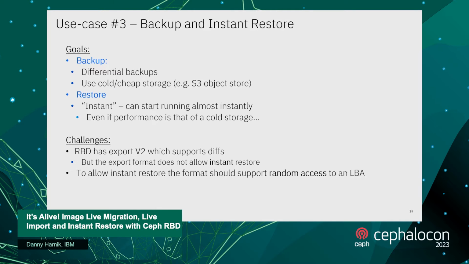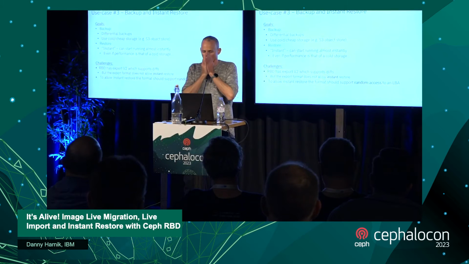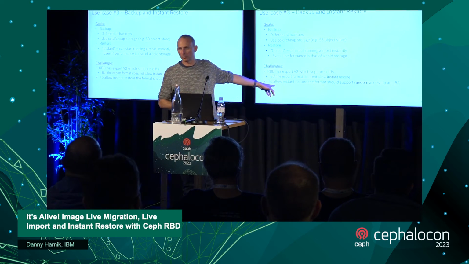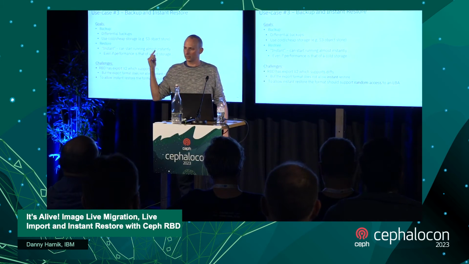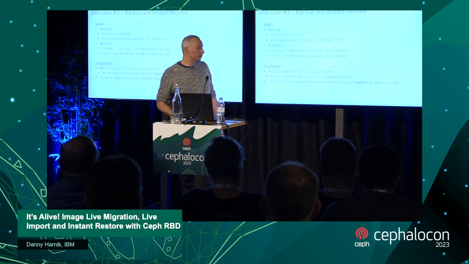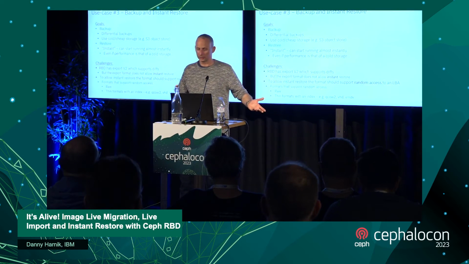The reason why it cannot support it at all is we need a format that allows random access. Because with instant restore, when you get a read to a specific LBA, you need to be able to get this specific LBA 17 from the source. If you don't have a mapping of where 17 is, you don't know where to get it. With the export format that Ceph has, you're going to have to scan basically the entire thing to find LBA 17.